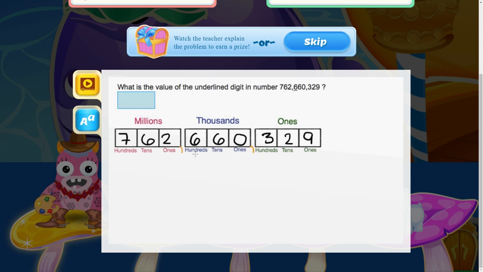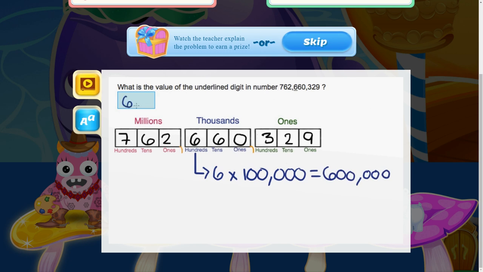So that means the value of the underlined digit, or the 6, is 6 times 100,000, because the 6 is in the 100 thousands place. So 6 times 100,000 is 600,000. So that means the value of the underlined digit is 600,000.